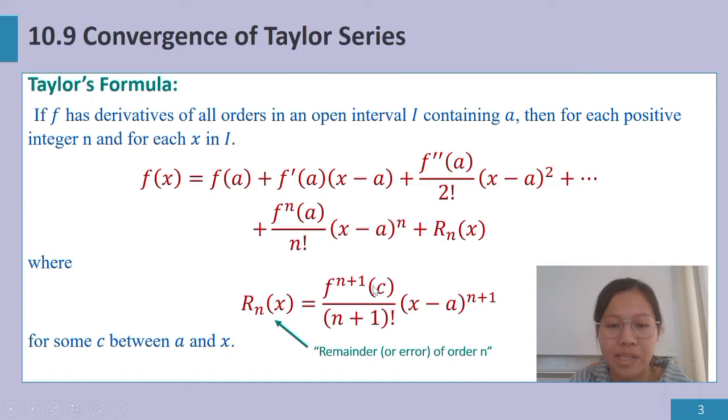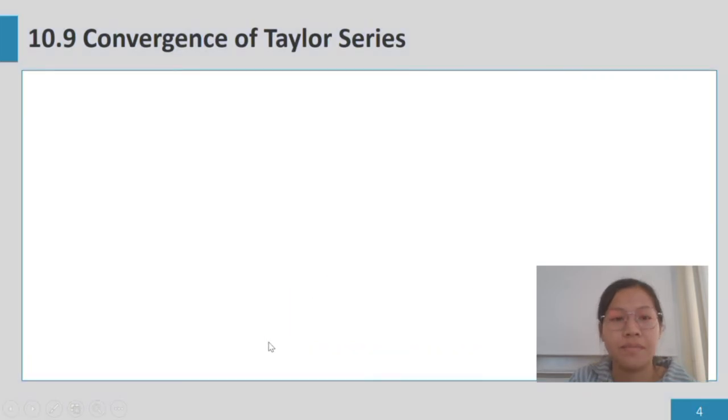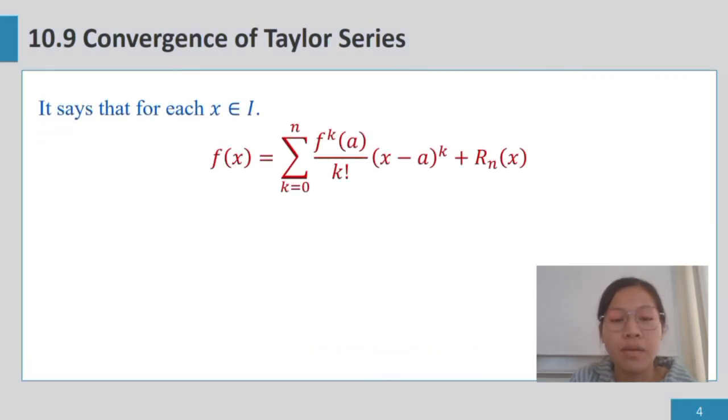So why is it n plus 1? Because we stop here at n. So this is the formula of our remainder. From that previous formula, we can write it like this: our function is equal to the Taylor polynomial plus the remainder term.